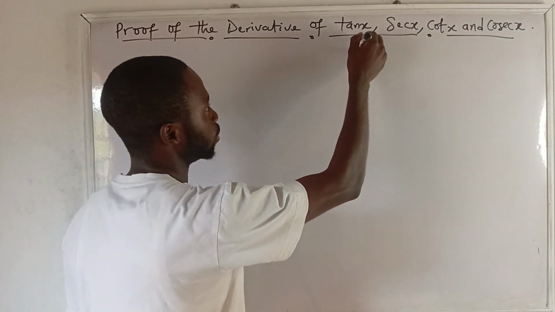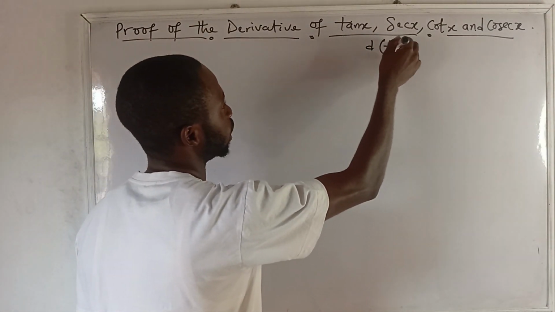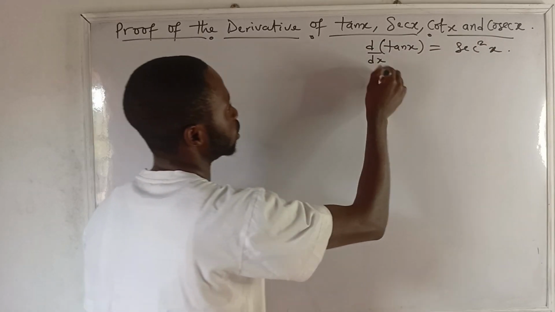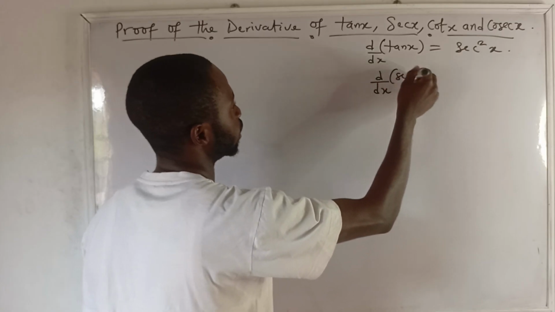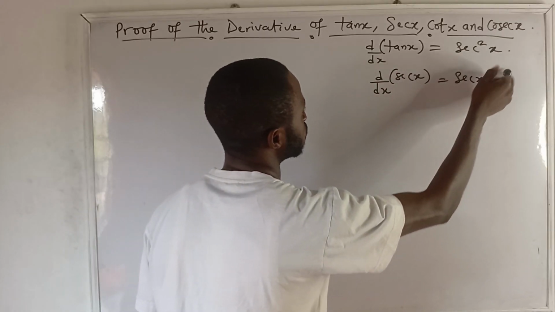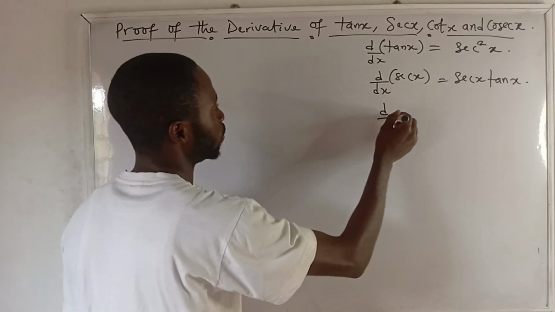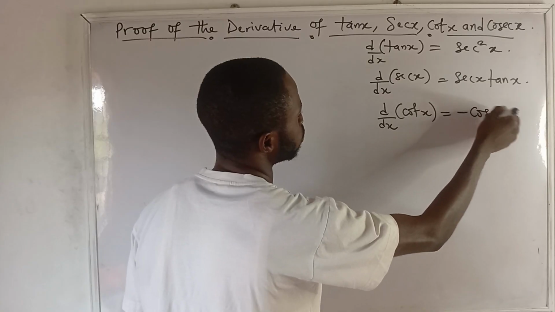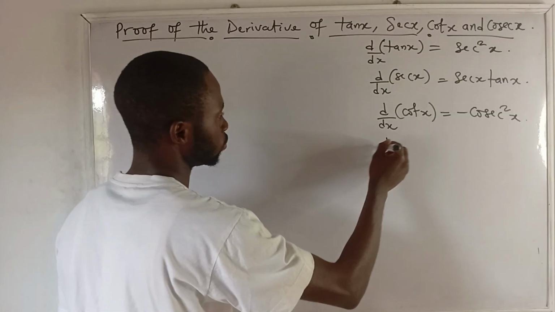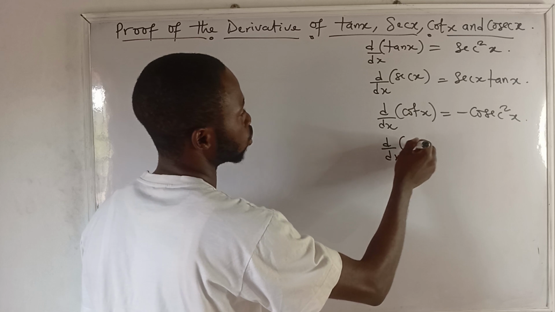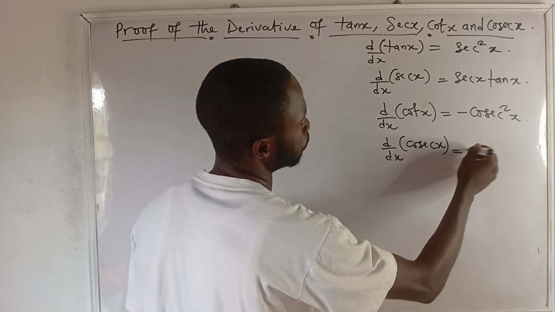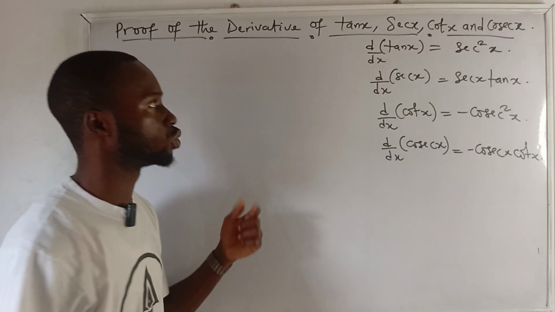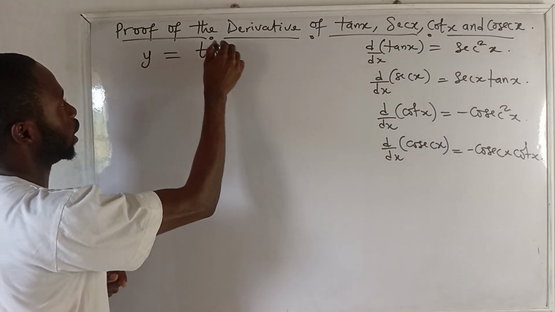So we have that. Let's quickly write out the answer. Derivative of tan x will give us sec square x. Derivative of sec x will give us sec x tan x. Derivative of cot x is minus cosec square x, and lastly derivative of cosec x is minus cosec x cot x. So we'll be starting with the first one, and that's y equals tan x.